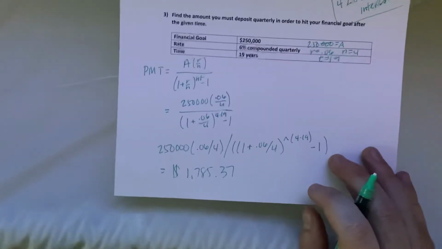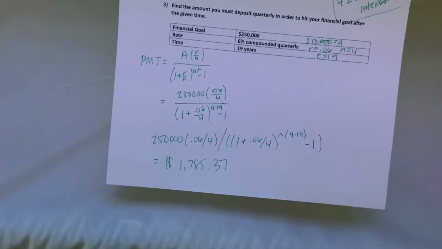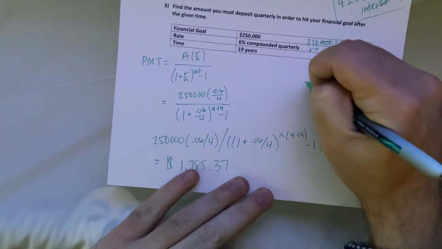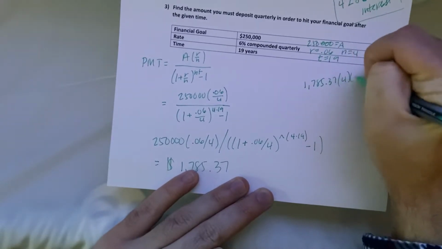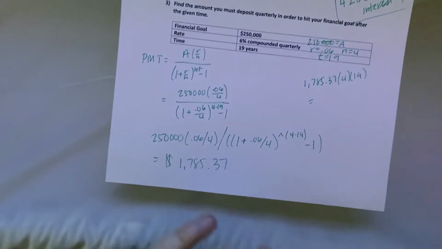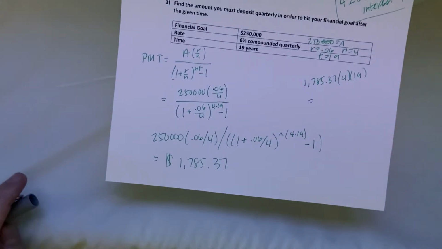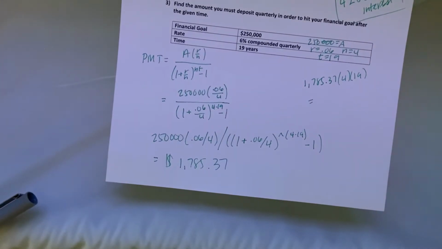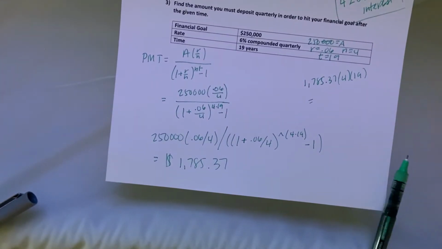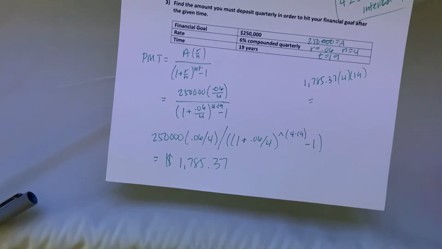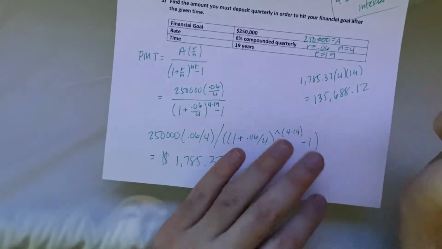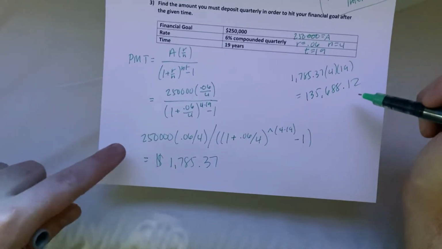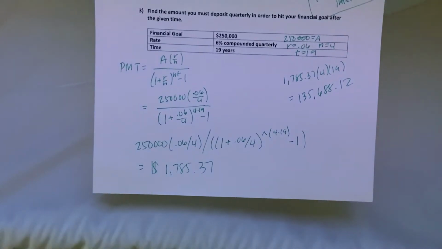Okay, so if we wanted to see how much money we're actually depositing and how much we get as interest of our $250,000, if I pay $1,785.37 4 times a year for 19 years, how much should I pay? That's the question. Let's see. What is it? 1785.37 times 4 times 19. So you had to pay in $135,688.12 over the years to get to your $250,000 goal, which all things considered isn't that bad.